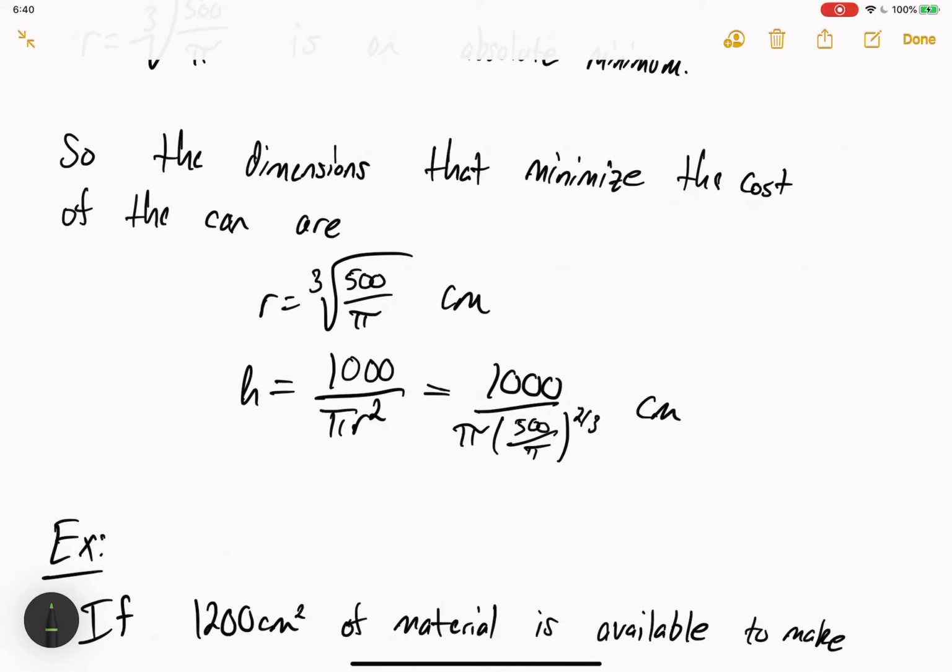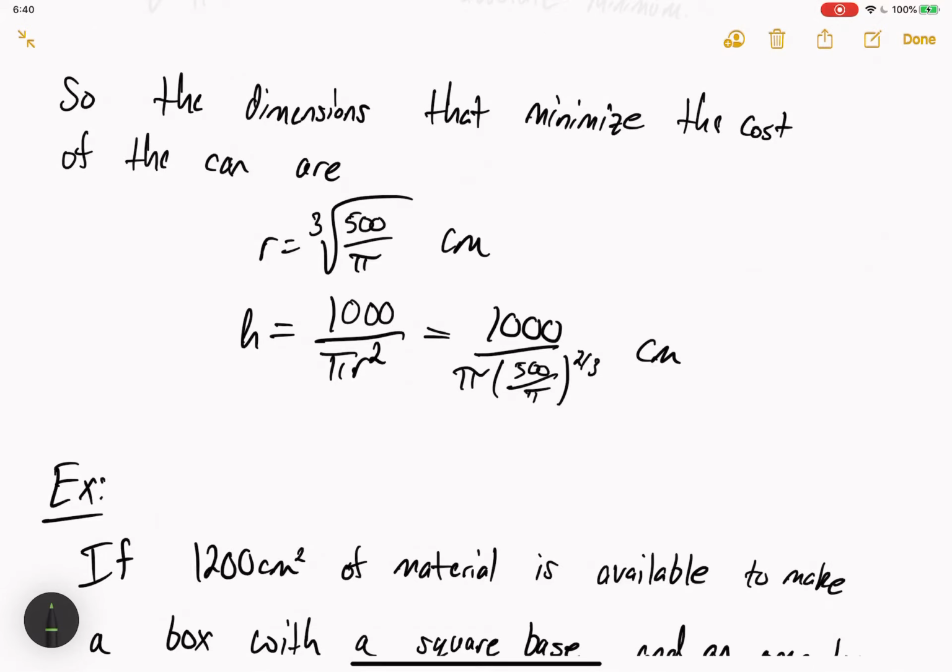So the dimensions that minimize the cost of the can are R is equal to the cube root of 500 divided by pi centimeters. And the height will be 1000 divided by pi r squared. So we just solve for that R now, we could plug it back in. And we get 1000 divided by pi times 500 divided by pi to the 2/3. All we did was just plug in for that h. We didn't bother simplifying, it doesn't really matter. So those are the dimensions that minimize the surface area of the cylinder. So that's going to be our n.